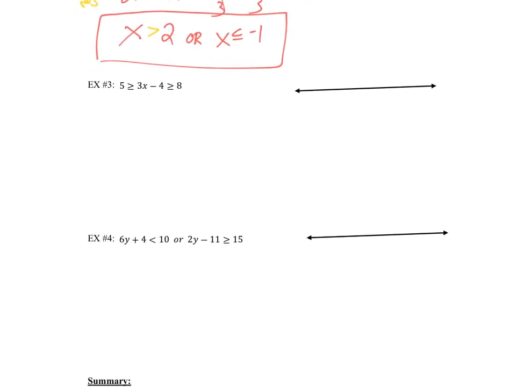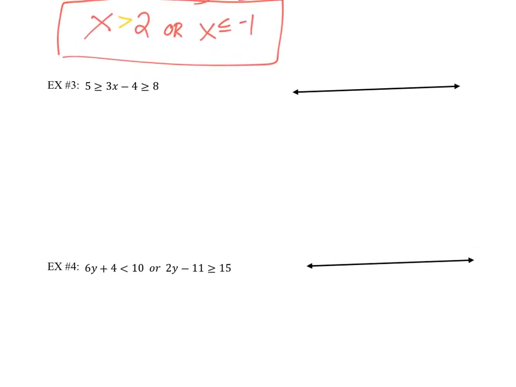All right, and then we have 2 more. Example 3, we're solving. Let me change colors for this one. So we have 5 is greater than or equal to 3x minus 4 is greater than or equal to 8. So we can solve this all together as we go. So I'm going to put my lines down here. The first step to get x alone would be add 4. So we have 9 is greater than or equal to 3x is greater than or equal to 12.